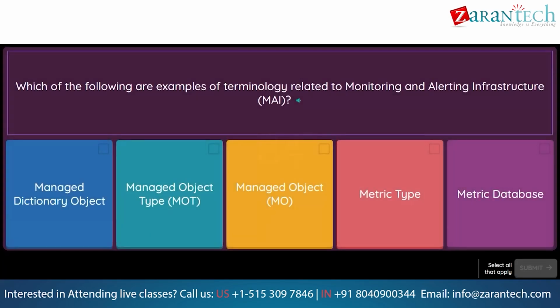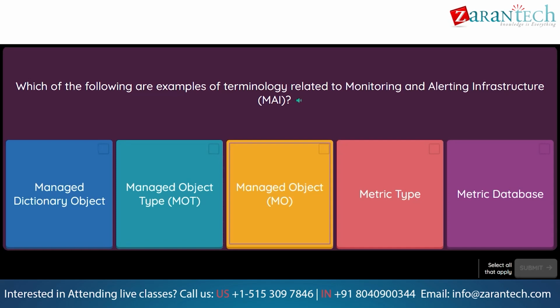Question: which of the following are examples of terminology related to monitoring and alerting infrastructure, MI? Option 1: Managed Dictionary Object. Option 2: Managed Object Type, MOT. Option 3: Managed Object, MO. Option 4: Metric Type. Option 5: Metric Database.